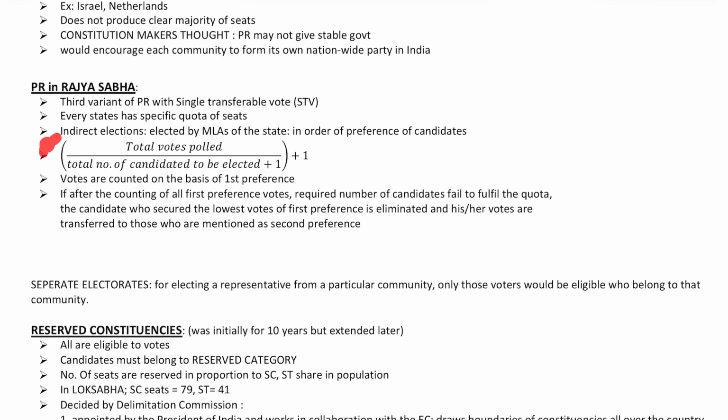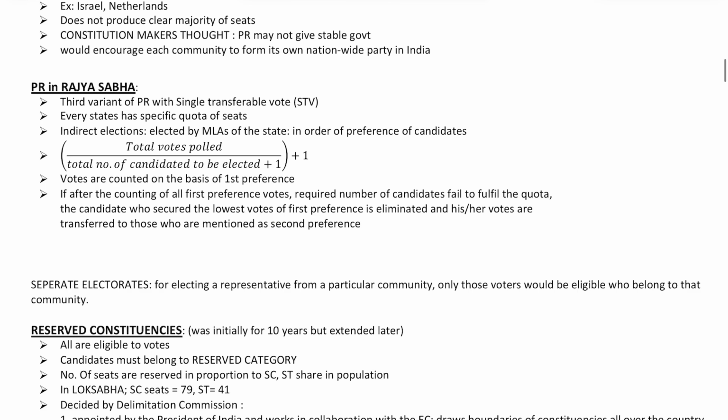So this is a rough formula of how Rajya Sabha candidates are elected, or what number of votes they have to garner to get elected to a Rajya Sabha seat. The total votes divided by the total number of candidates to be elected plus one, and then the whole factor plus one. The votes are counted on the basis of first preference. If after counting all first preference votes the required number of candidates fail to fulfill the quota, the candidate who secures the lowest votes is eliminated and his or her votes are transferred to those mentioned as second preference. So it is a very complex one.